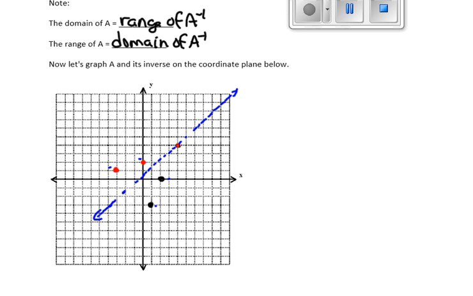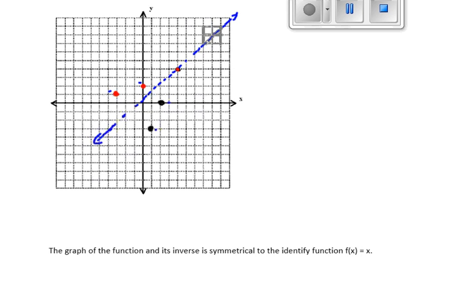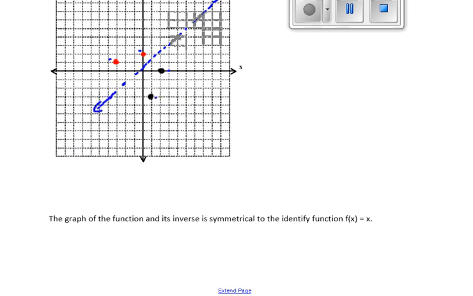are symmetrical. Now, do you remember the name of this line, where f of x is equal to x? This is the identity function. So the graph of the function and its inverse is symmetrical to the identity function, which is f of x is equal to x. Okay. That will come in very handy for us later.